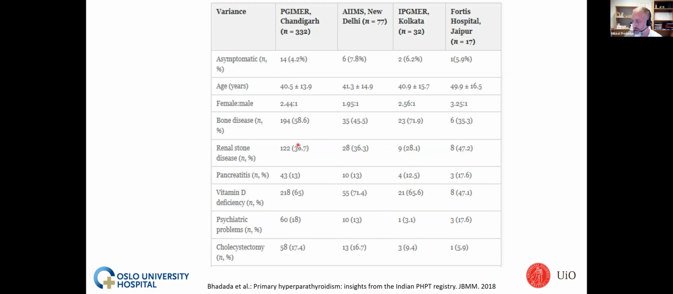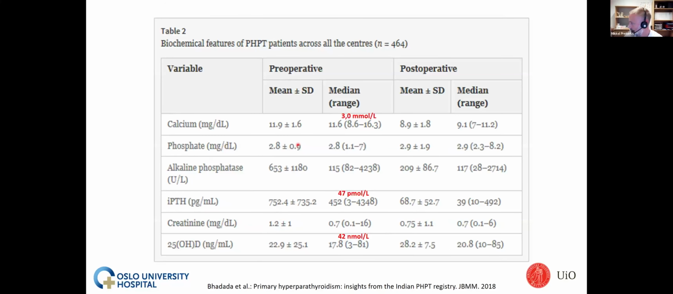I think that many of you will understand, these patients have a quite severe disease with a median calcium of about 3.0. PTH is about 47. And this is really not a very scientifically problematic group. Probably all of these are candidates for parathyroidectomy, for surgery.